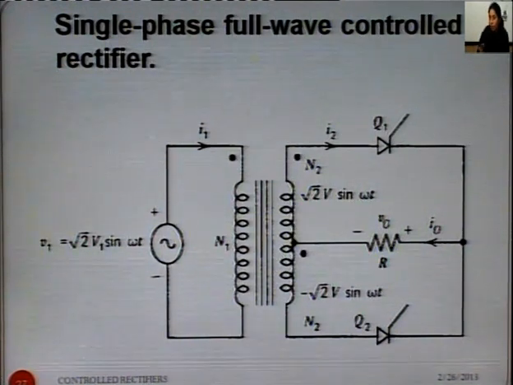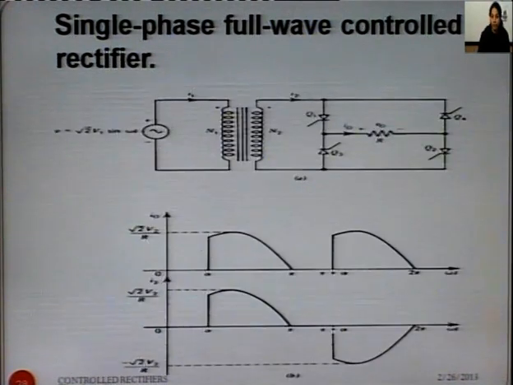During the positive half cycle, SCR1 (Q1) is on and Q2 will be off, and during the negative half cycle Q2 is on and Q1 will be off. So, this is how we are getting rectification in both the positive and negative half cycles of the AC input supply.